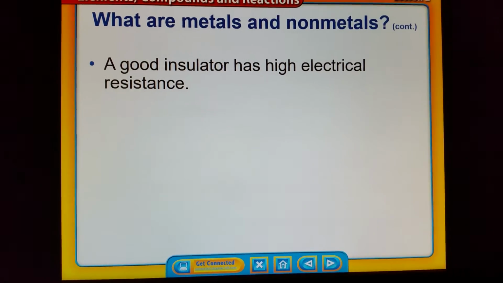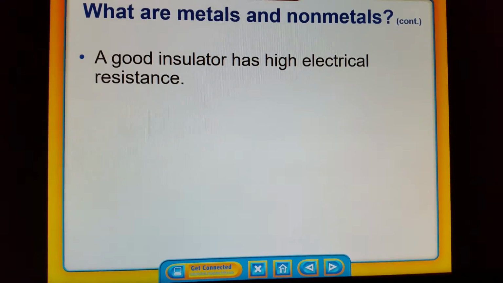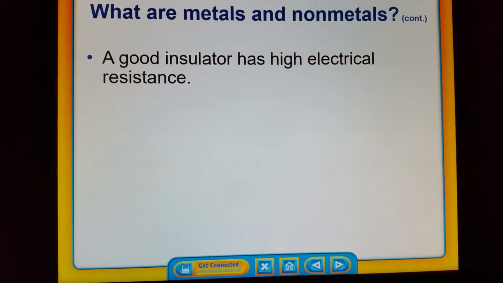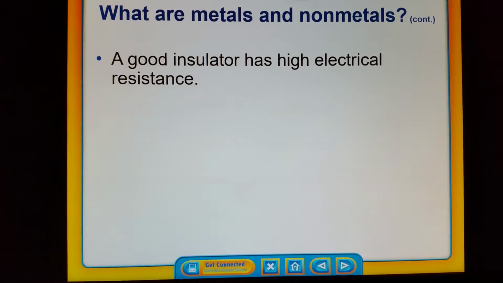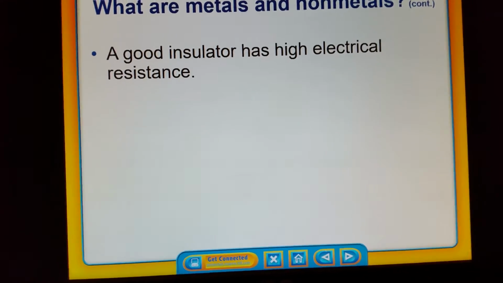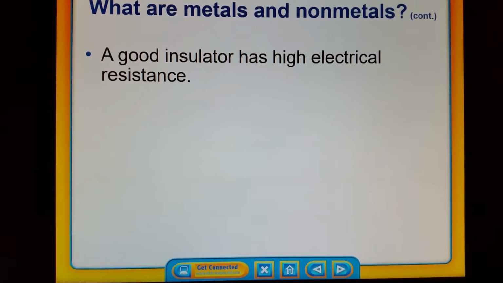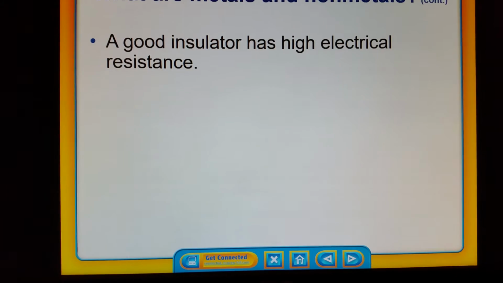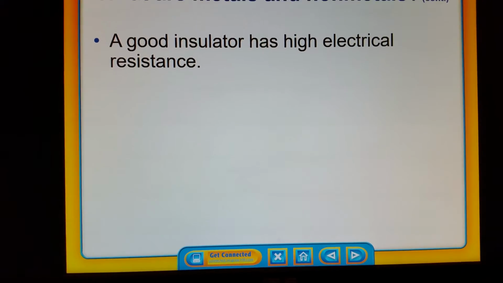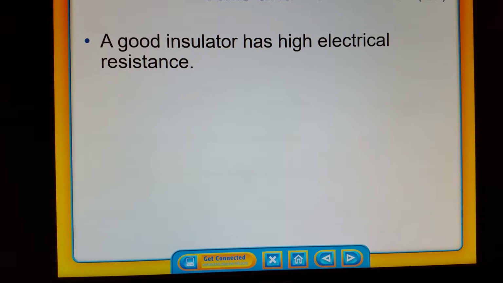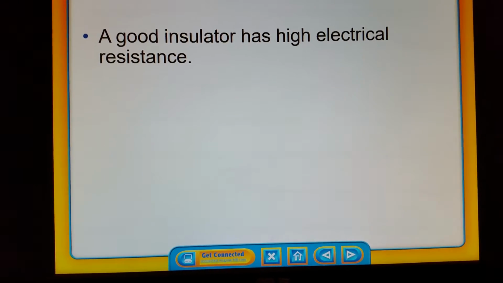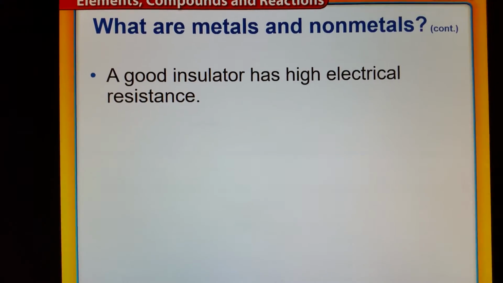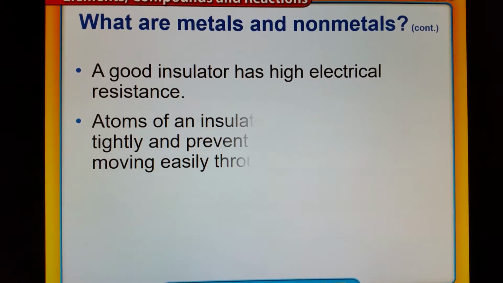A good insulator has high electrical resistance. That means electricity does not transfer easily. It's really difficult to get it to go through. An insulator is something that keeps you warm. It would keep the cold out and keep the heat inside while it could be cold outside. An insulator keeps us really warm because maybe our jackets, hats and coats are made of what? Good insulators. So a good insulator has high electrical resistance.